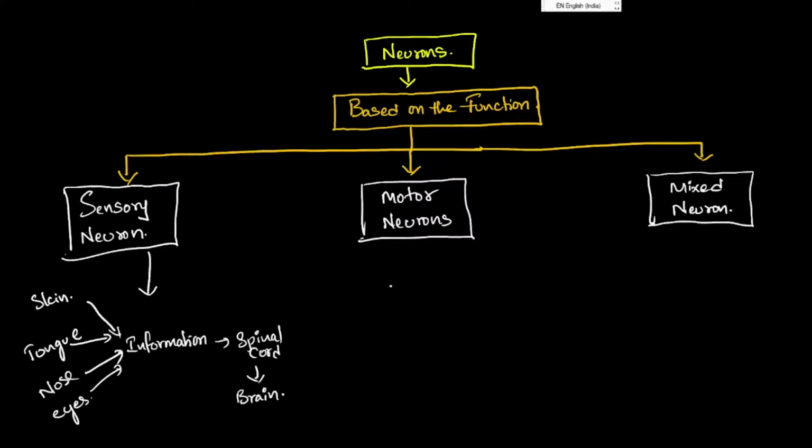Motor neurons means information from the brain will be sent to the spinal cord, from the spinal cord to the muscles, and this we call motor neurons.